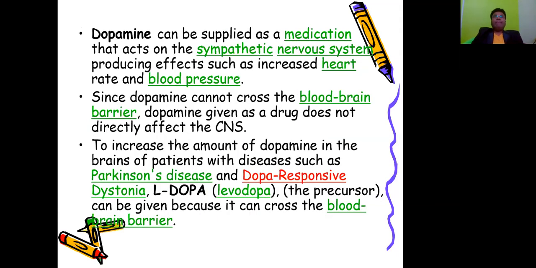Dopamine can be supplied as a medication that acts on the sympathetic nervous system, producing effects such as increased heart rate and blood pressure. Since dopamine cannot cross the blood-brain barrier, dopamine given as a drug does not directly affect the central nervous system. So, to increase the amount of dopamine in the brain of patients with diseases such as Parkinsonism and dopa-responsive dystonia, levodopa, the precursor, can be given because it can cross the blood-brain barrier.